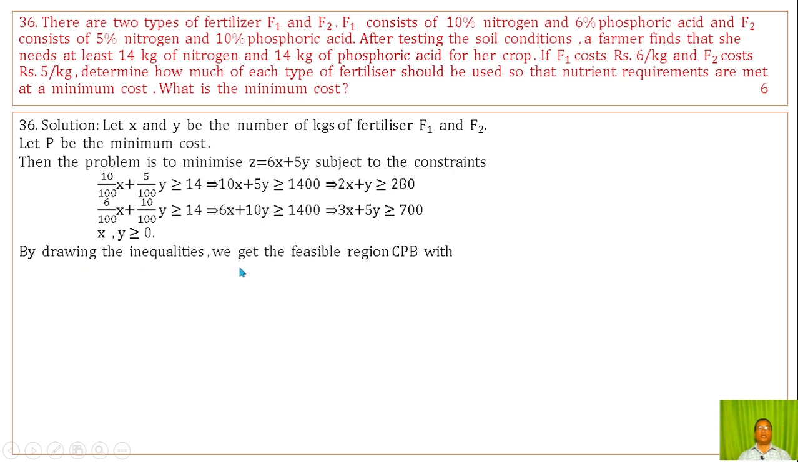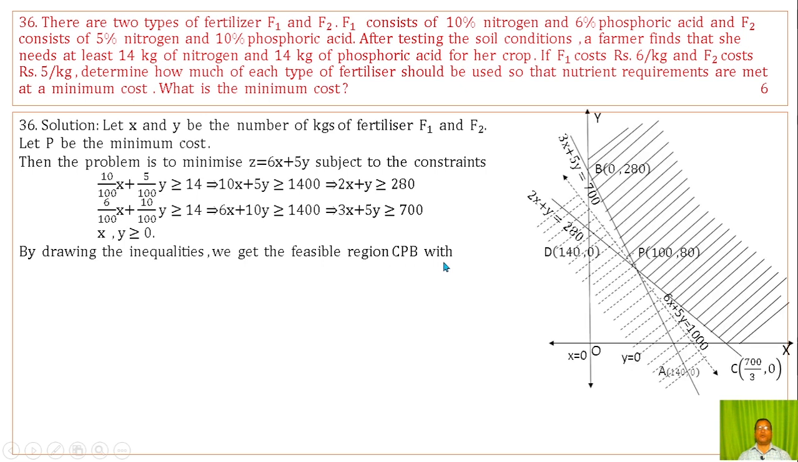By drawing the inequalities, we get the feasible region. I call the feasible region PCB, this is B, this is C, this is P. The vertices are found by solving the equations, and solving the point of intersection gives the coordinates of P and of B.